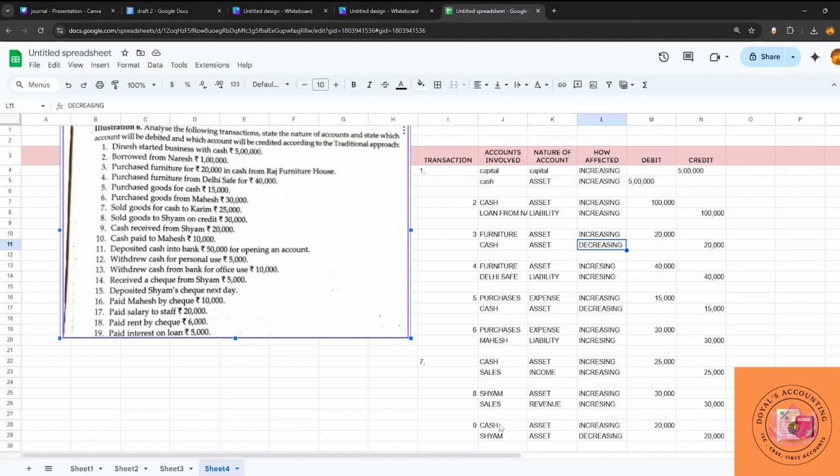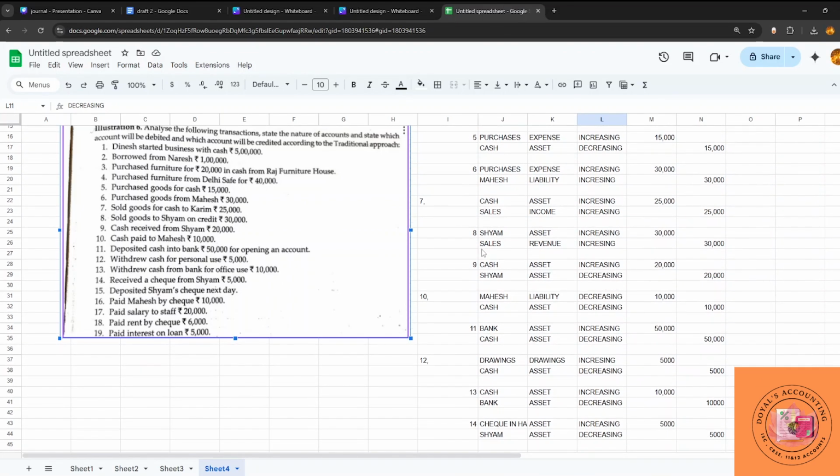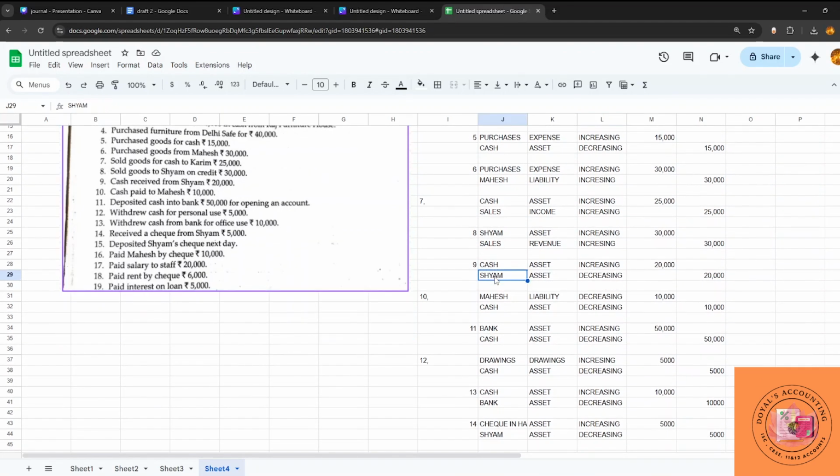Sham is now paying us money worth 20,000. We are receiving money. Money is an asset, a real account. Cash is a real account, so we will debit cash. Sham is a personal account and he is giving us money, so we will credit Sham.